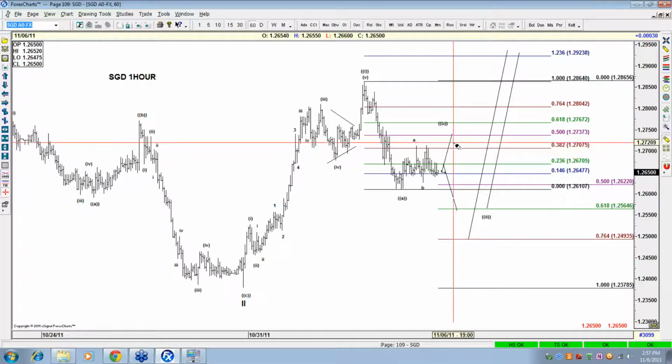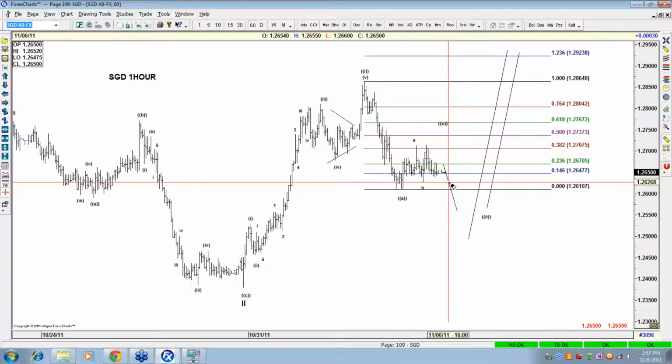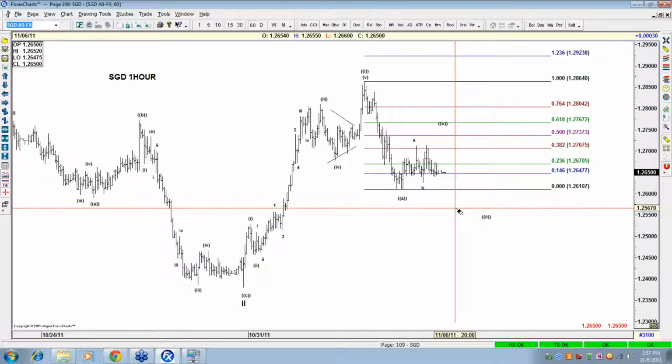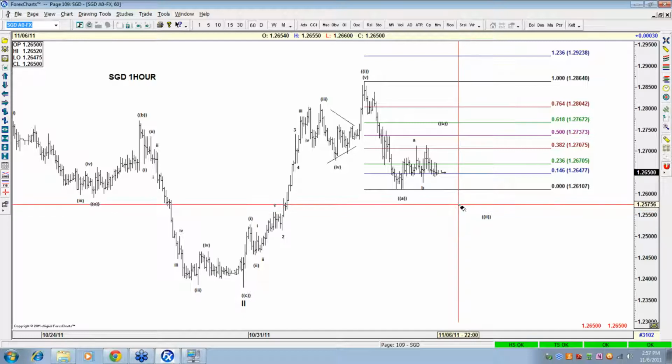Why? Because the market correlation is telling me that oil is going to get weak. The market correlation is telling me that copper is going to get weak. The market correlation is telling me that the dollar should get strong. And if the dollar gets strong, guess what? The Singapore dollar is going to get weak.